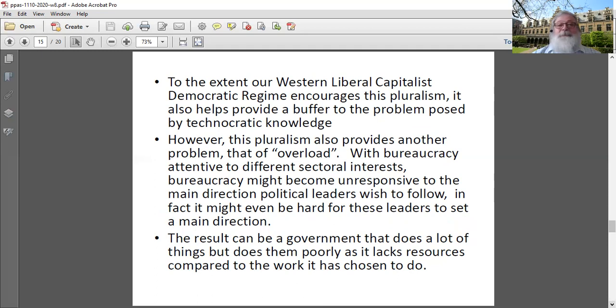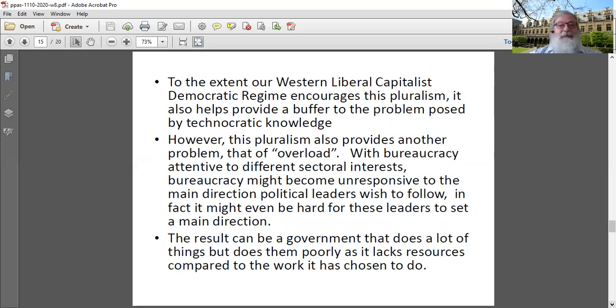However, that pluralism of opinions and interests that's often found in bureaucracy also creates another problem, so-called overload. With bureaucracy attentive to different interests in society, public sector bureaucracies might become unresponsive to the main direction political leaders wish to follow. In fact, it might even be hard for these leaders to set a main direction.